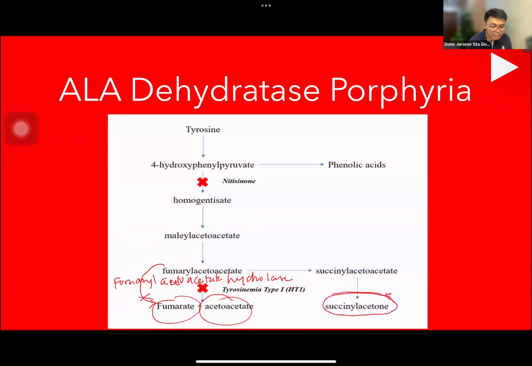Take note, succinylacetone is a potent inhibitor of ALA dehydratase. So if you have hereditary tyrosinemia, what happens to your succinylacetone? It will elevate. Will you mimic the symptoms of ALA dehydratase porphyria? Yes. Okay. You have almost the same manifestation.